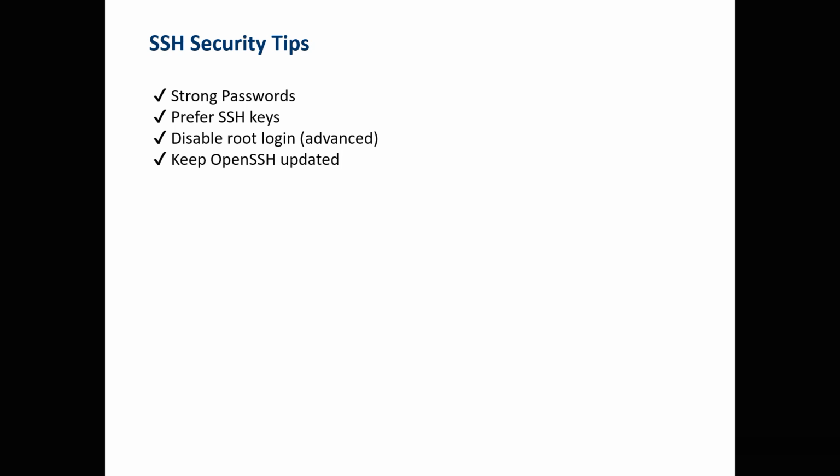SSH is already very secure, but following a few best practices makes it even safer. We will learn SSH key authentication in a dedicated future lesson. We should use strong passwords because weak passwords can be easily compromised. We should prefer SSH keys instead of passwords. The root login should be disabled on the server and everyone must use their own user to log in to the server, and if they need administrative access, sudo should be enabled for them. Keep OpenSSH updated so that security vulnerabilities don't affect the system.